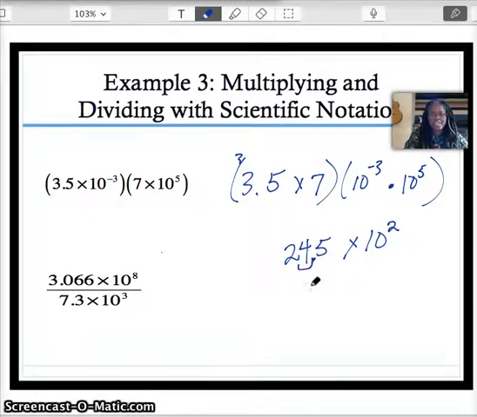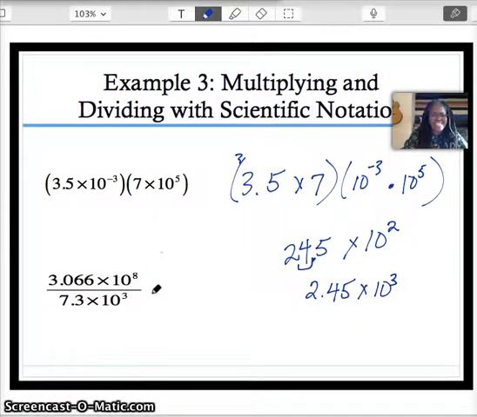I'm just going to move the decimal point over: 2.45. But now I need to take care of that here because I moved the decimal place over. I made it smaller, and to make it its original size, it needs to go up 1. When I move it to the left, I'm making the number smaller, so I need to compensate here by writing this as 10 to the 3rd power. So I added 1 to that power. Does that make sense? I hope so. You're going to let me know if it doesn't.